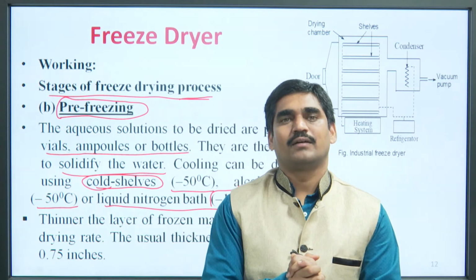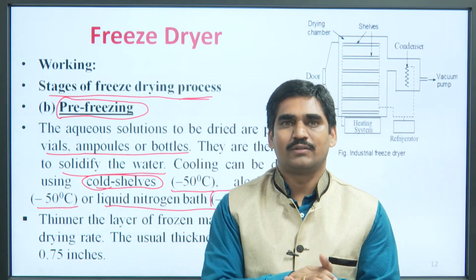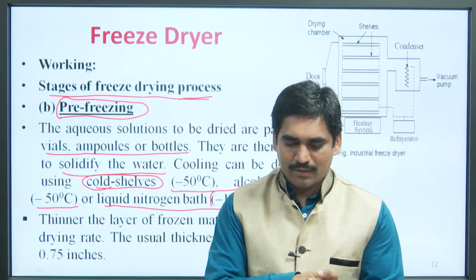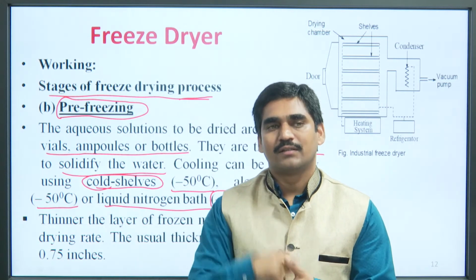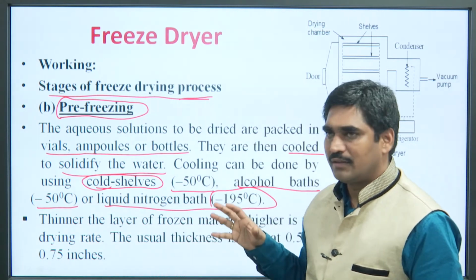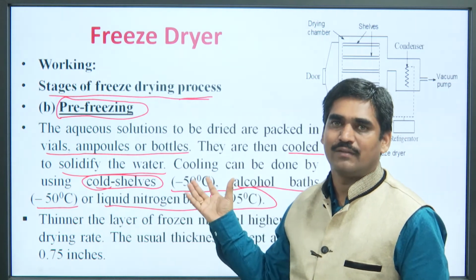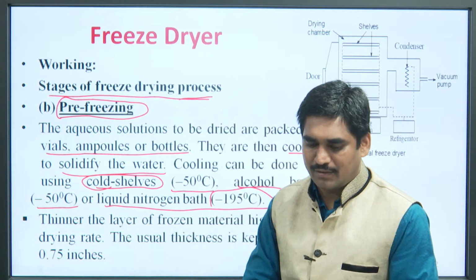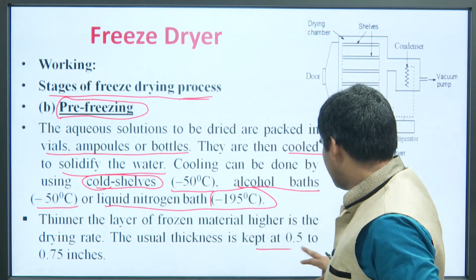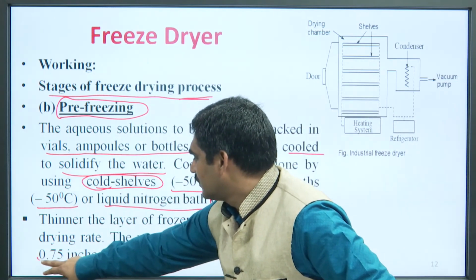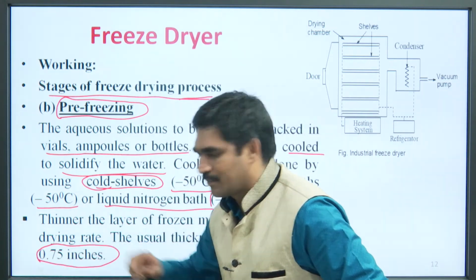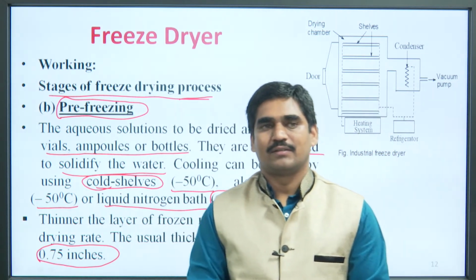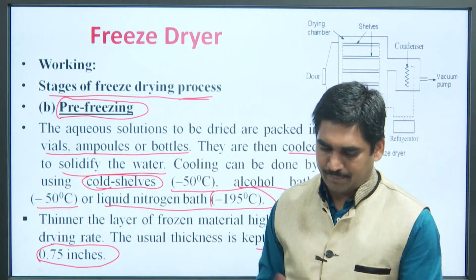While solidifying, we have to keep in mind that the thinner the layer of frozen material, the higher is the drying rate. That means, the frozen material after cooling, the thinner the layer, faster will be the drying rate. So, usually thickness is kept at 0.5 to 0.75 inches. So, these are the specifications at which these are kept.